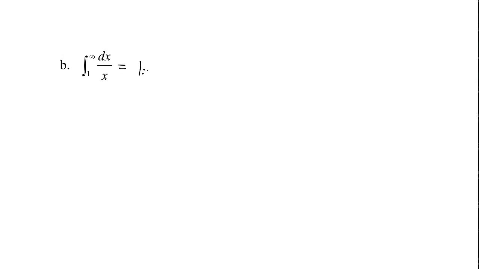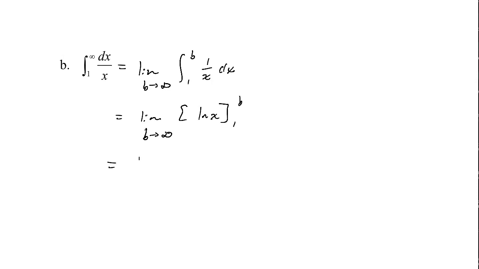So I'm going to say that this is the limit as b approaches infinity of the integral from 1 to b of 1 over x dx. The antiderivative of that is natural log, from 1 to b, then let's throw in our b.